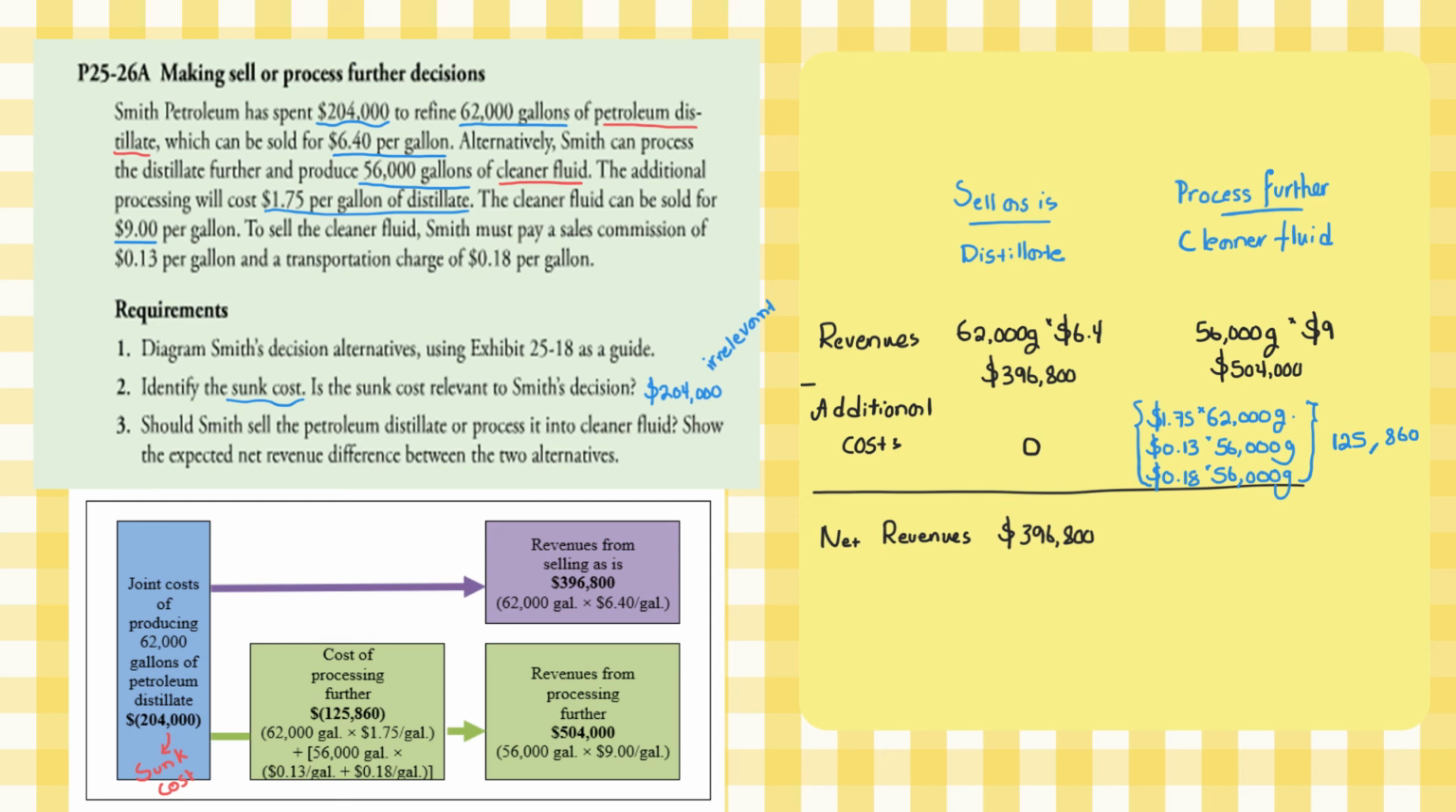So now what's gonna be the net revenue? It's gonna be 504,000 less 125,860. So it's gonna be 378,140. So this is net revenue, so the higher the better. Which is better, 396 or 378? 396 is better. So the decision here is to sell as distillate, petroleum distillate.